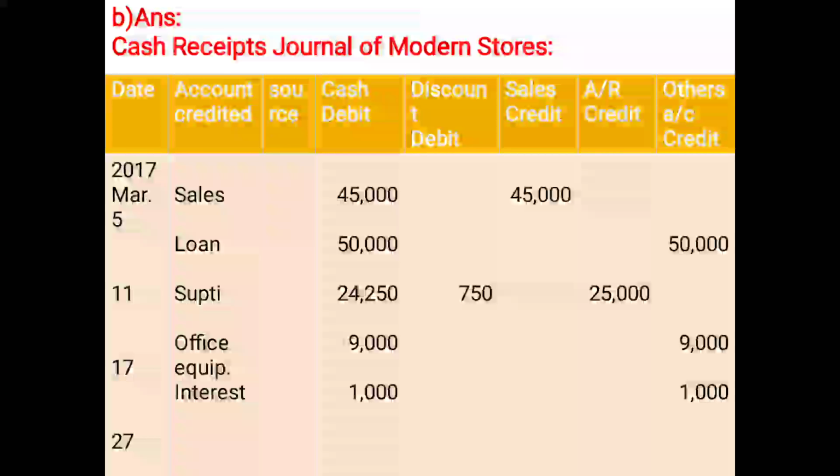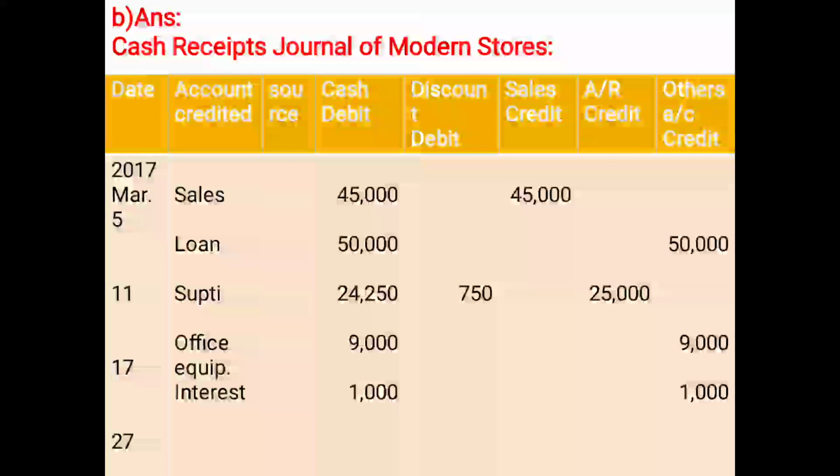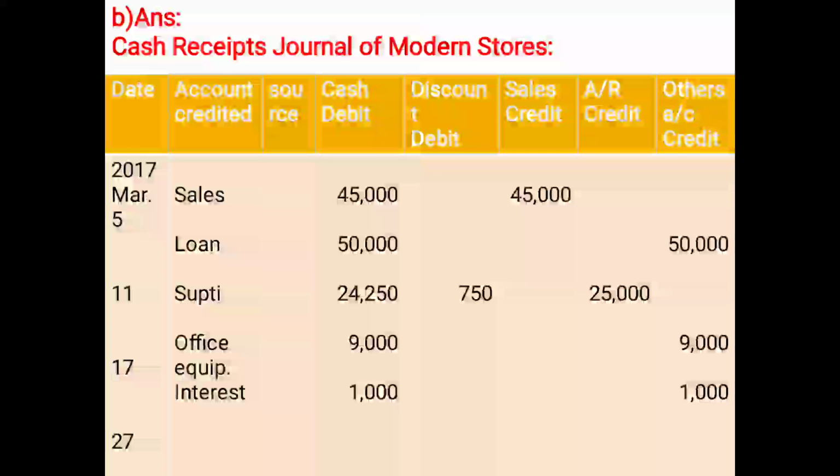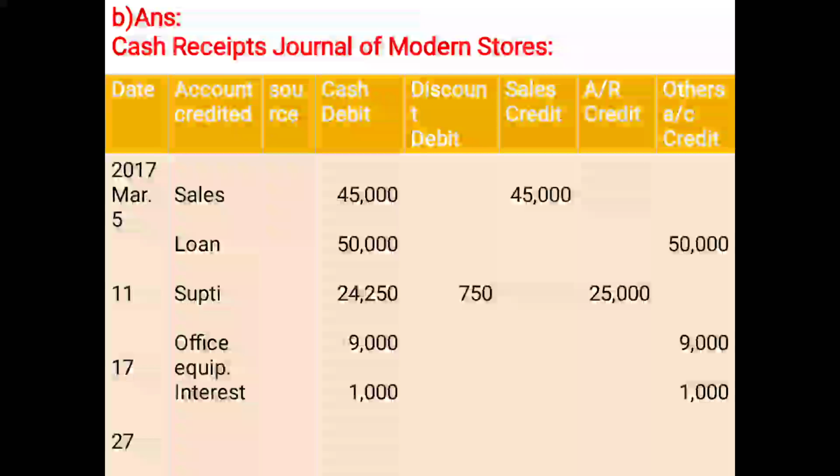There are other shortcomings in the cash receipt journal. The totals of the cash, discount, sales, accounts receivable and others accounts are not shown, though they exist. So dear students, sorry to say, you have to listen to my speech from this content. Okay, now let's start the cash receipt journal of Modern Stores.